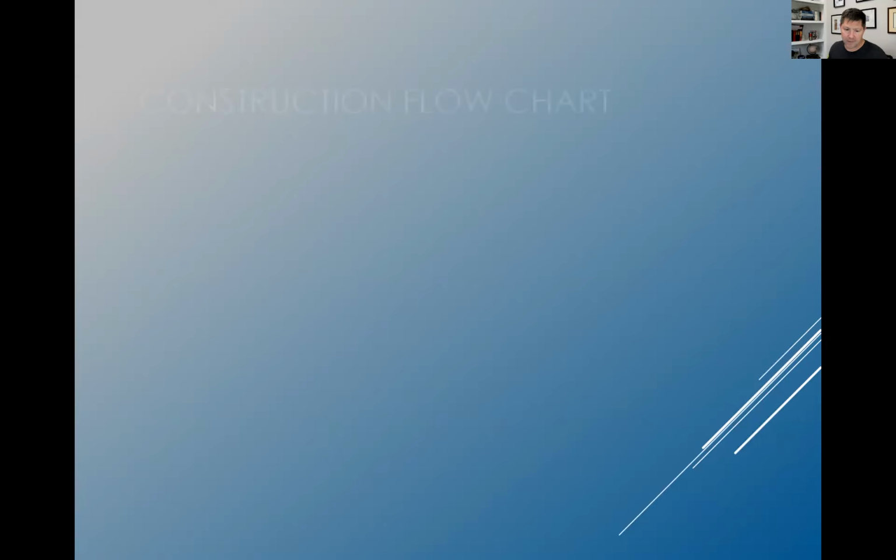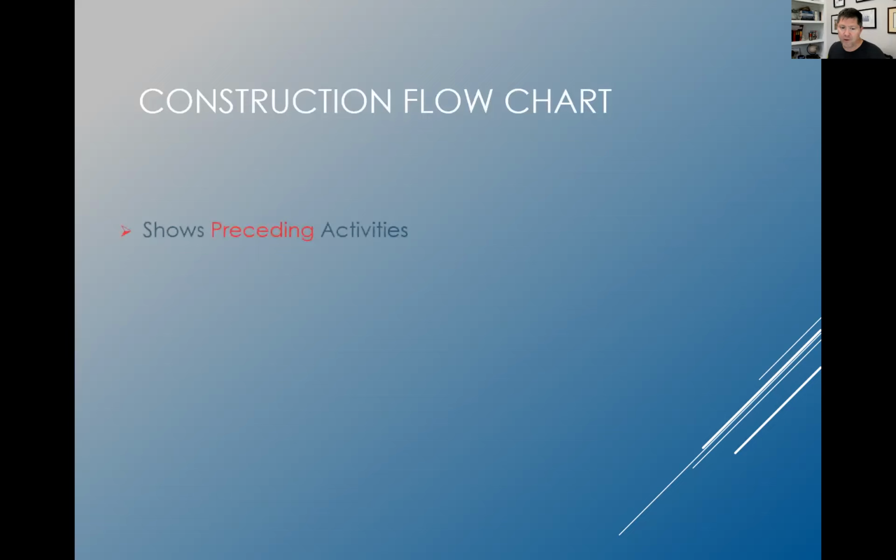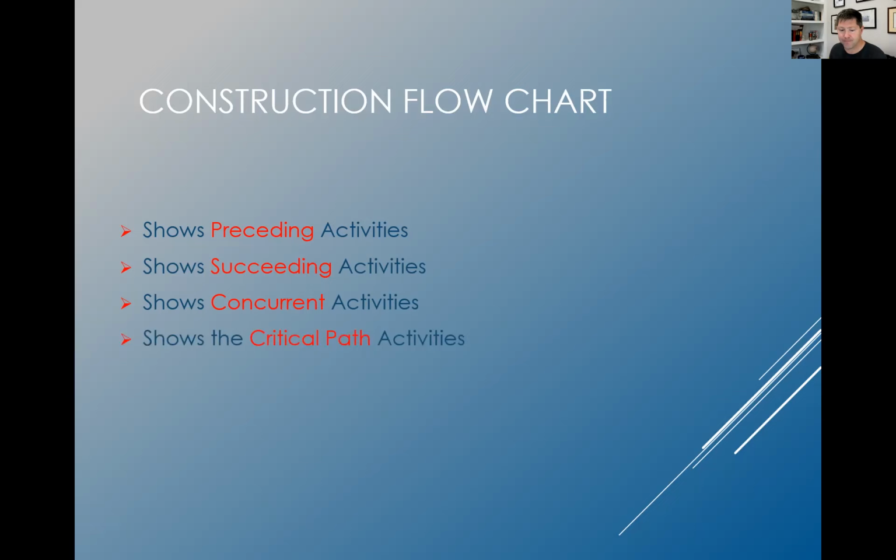Let's go back to that. Our construction flow chart shows preceding activities such as critical path items. It shows succeeding activities, what has to happen first. So a construction flow chart is essentially a logic diagram to map out your project. It shows concurrent activities. So if I'm working on the inside of the building, I can also work on the outside of the building, and I can show that in two sets of flowing activities. It shows critical path activities right down the center, and it also shows the amount of float.